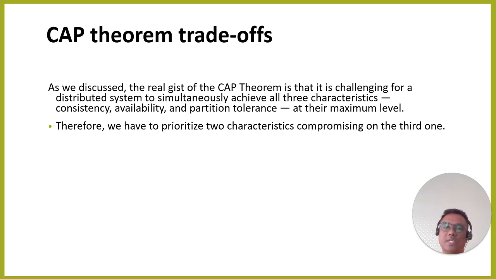Now the trade-offs, as we all know with the CAP theorem. We all need consistency, availability, and partition tolerance to be at the maximum level. But in a real case, we should prioritize two, and the third one is a trade-off, compromising the third property. As we discussed, when we're designing a distributed system or distributed databases, we should prioritize according to the requirement, whether we should go for C and A, consistency and availability, or consistency and partitioning.